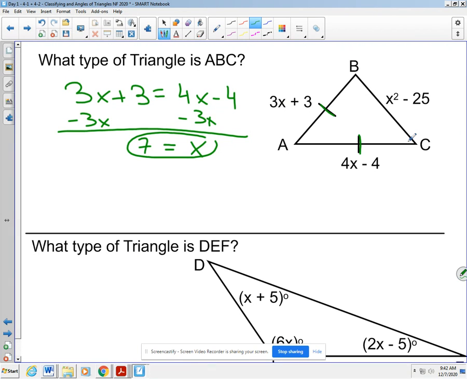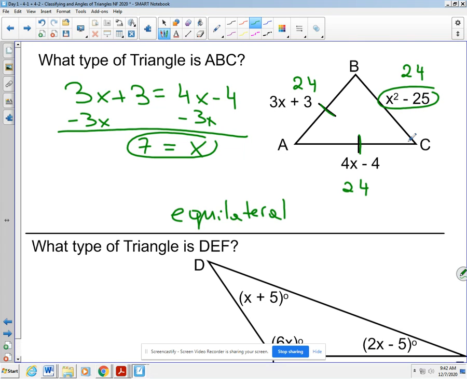Now let's substitute and find the length of each side. 4 times 7 is 28. 28 minus 4 is 24. 3 times 7 is 21. 21 plus 3 is 24. Okay, and now let's look at this side. X squared, 7 times 7 is 49. 49 minus 25 is 24. Okay, so each side is 24 units long. Therefore, this triangle is equilateral.